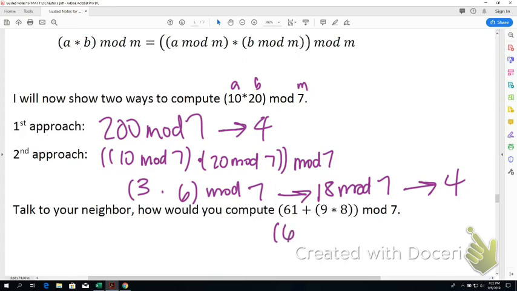61 plus 72 mod 7. Okay. And what would we get here? So 61, I think I said 62, but I meant 61. 61 plus 72, it gives us 133 mod 7. And then this will yield us in the end the remainder of 1. Okay.